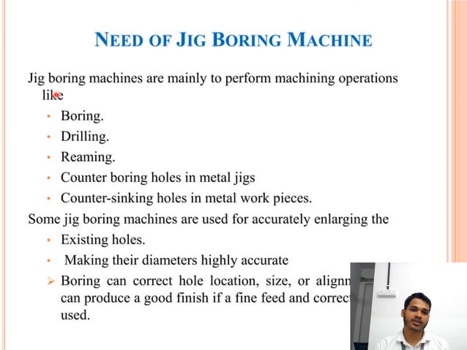Needs of the jig boring machine. Jig boring machines are mainly used to perform machining operations like boring, drilling, reaming, counterboring, and countersinking. We have also discussed these earlier. Some jig boring machines are used for accurately enlarging holes. It is generally used for boring existing holes and making their diameter highly accurate. Boring can correct hole location, size, and alignment, and produce a good finish for a fine fit and correct use.